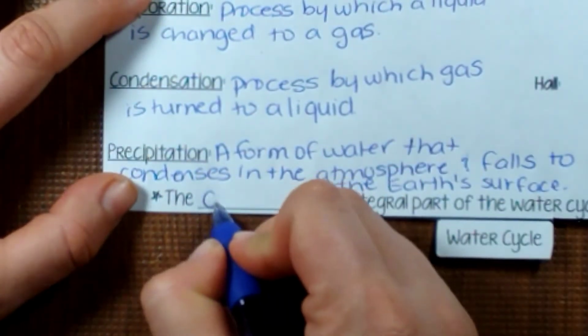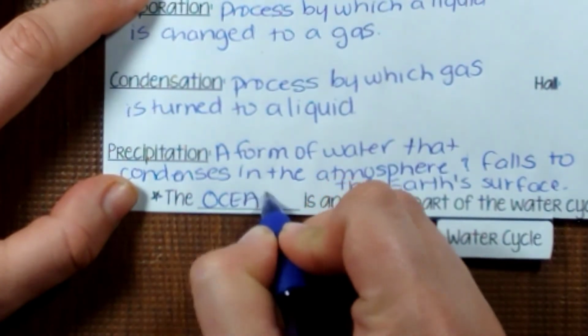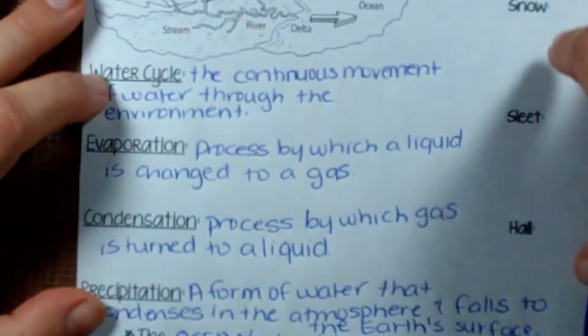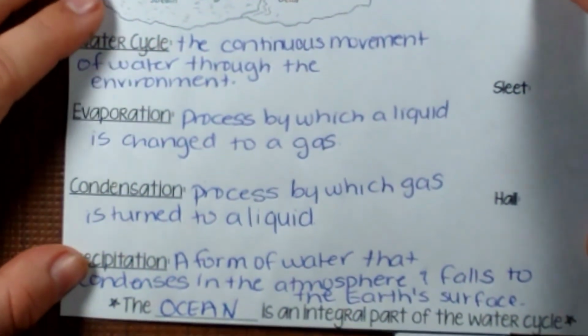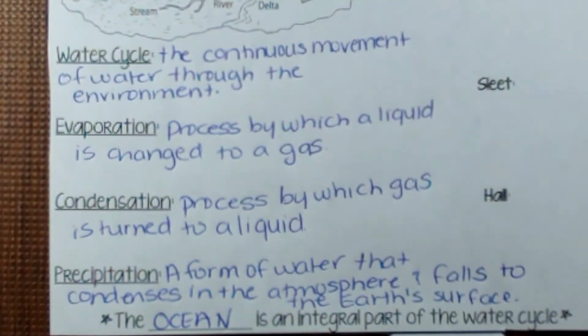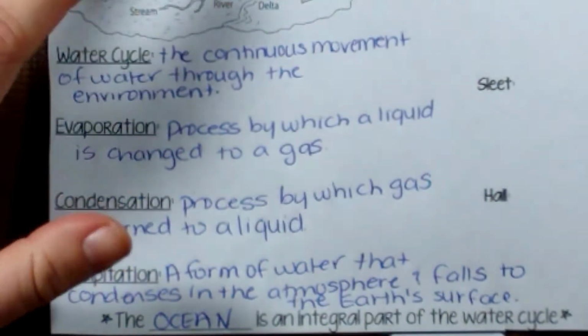And then the ocean is an integral part of the water cycle. We learned that when we were writing. So here's that. I'm going to pause it here and finish taking those notes. While you do that, I'm getting an extra pen, and we're going to talk about the different kinds of precipitation.